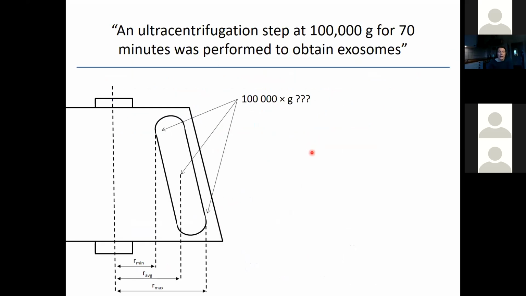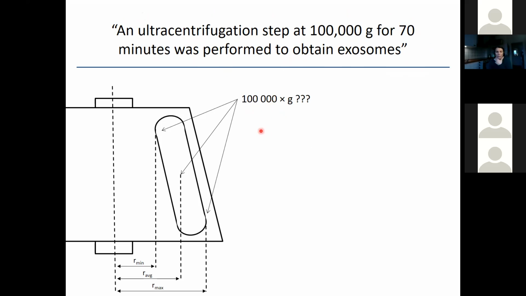So this is an example. We use ultracentrifugation to pellet the vesicles. As I said, they are very small, and we have to do 100,000 G to pellet them, compared to cells that you can maybe pellet at 300 G. So this is usually what was written in the methods section maybe 10 years ago: an ultracentrifugation step at 100,000 G for 70 minutes was performed.